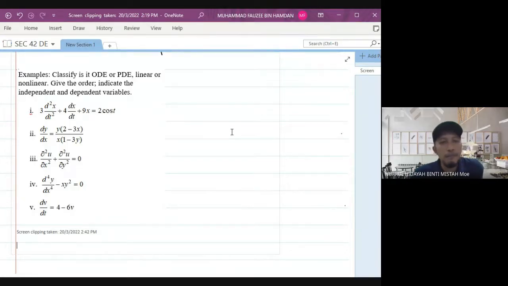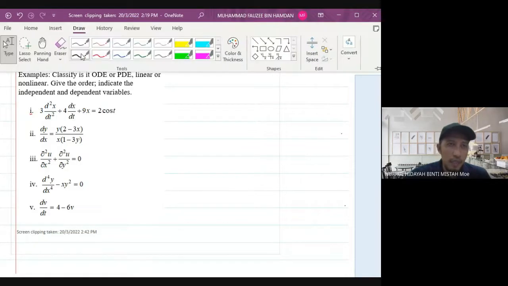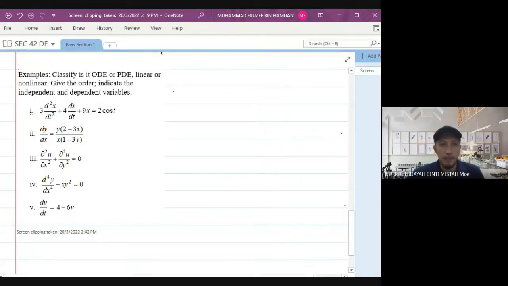Very simple. Together. Classify: is it ODE or PDE, linear or non-linear? Give the order, indicate the independent and dependent variable. Okay, the first one. Is it ODE or PDE?